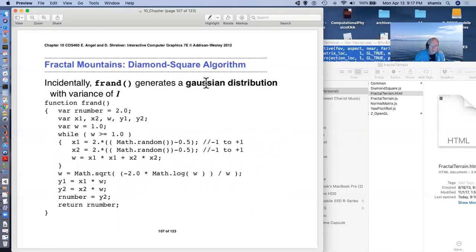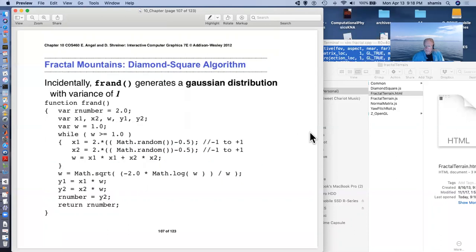FRAND, which I mentioned, is a Gaussian generator. This is a little snippet of code that takes our normal random number generator that generates 0 to 1 numbers and does some magic to generate a Gaussian distribution with a variance of 1.